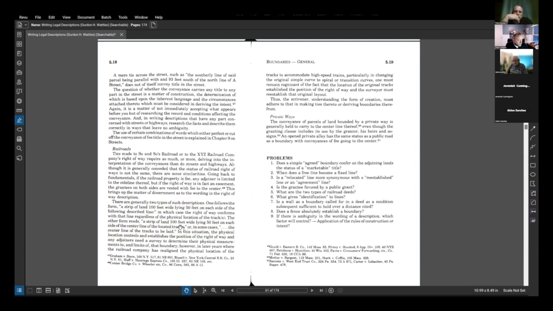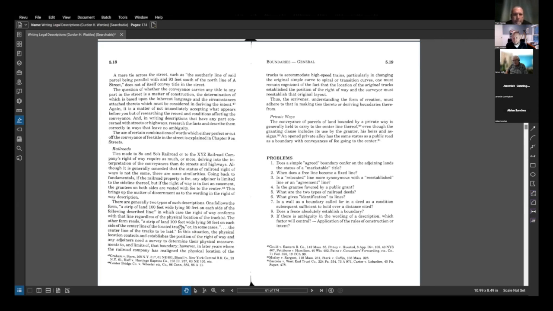And then the last question, if there's ambiguity in the wording of a description, which factor will control? Application of the rules of construction or intent? Intent. Well, my take was the application of rules of construction was to help discover intent. That might be true, but they're just a tool. That's correct, to identify the intent.